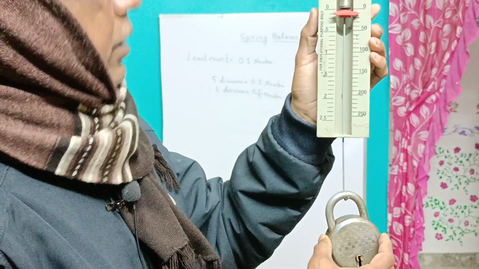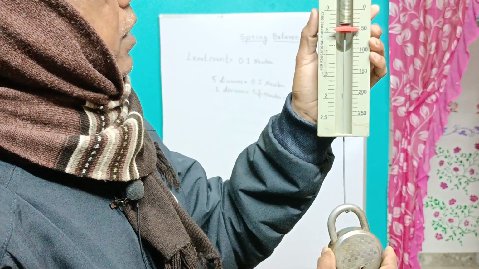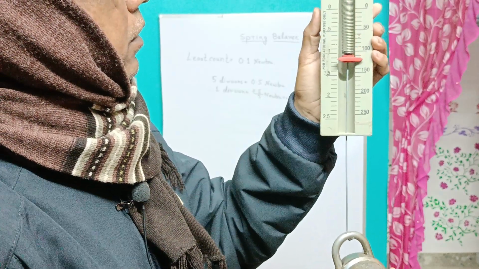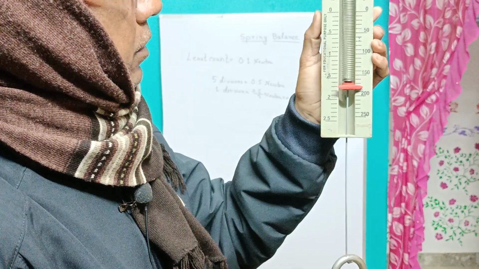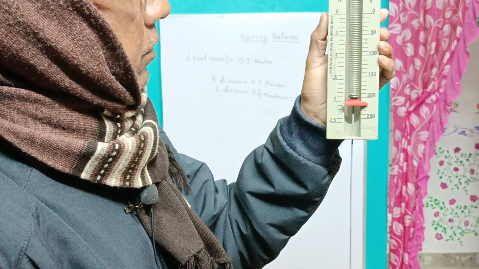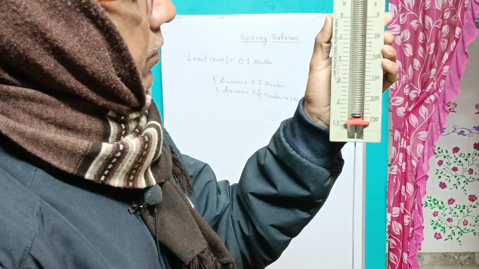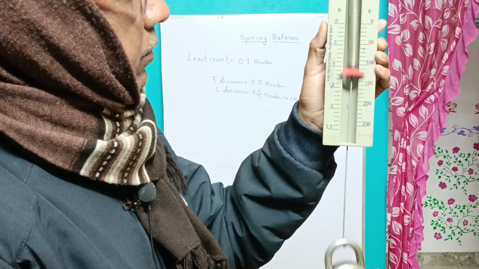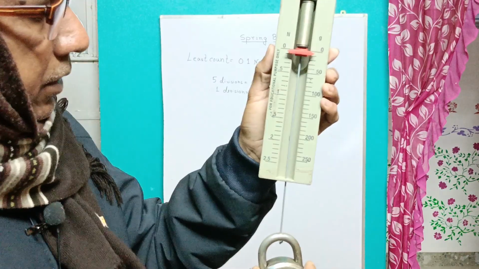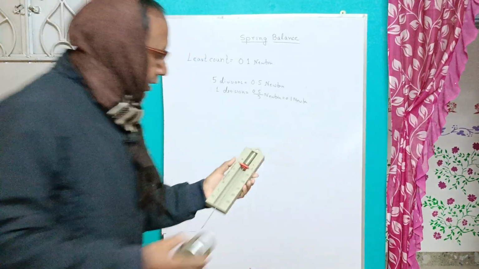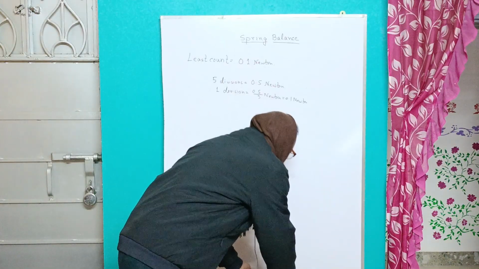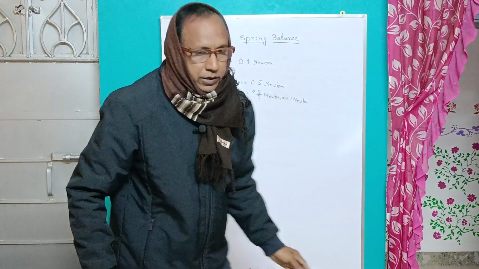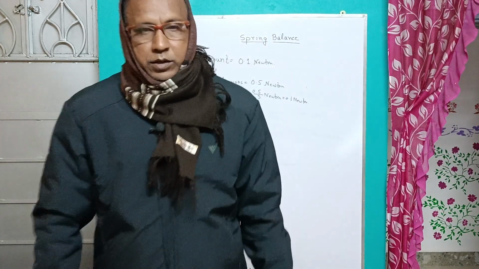Now if we hang it, you see the spring stretches, right? It is greater than that, therefore you can change this object to another object, right? Now you see we are taking another object.